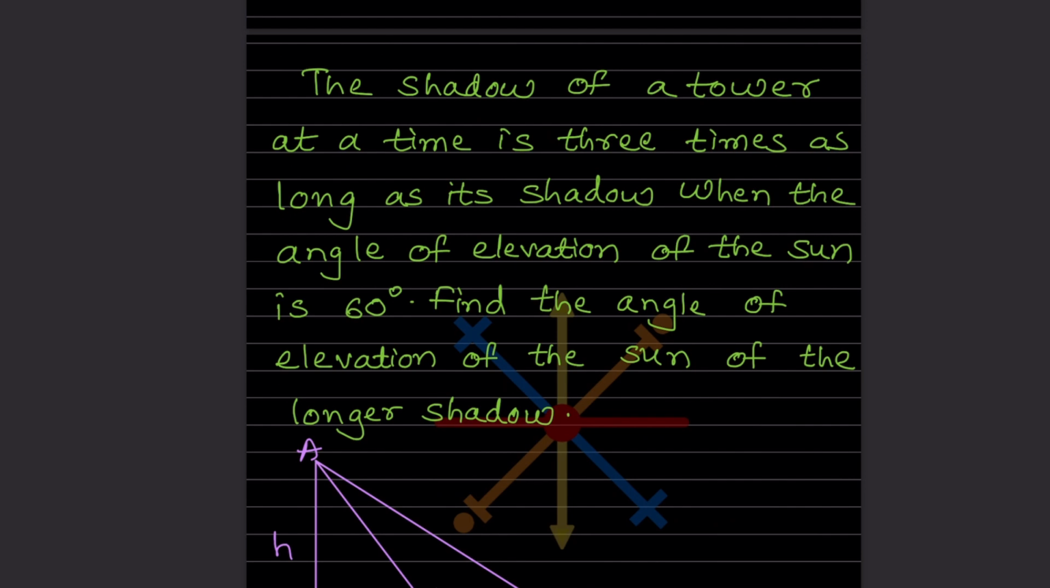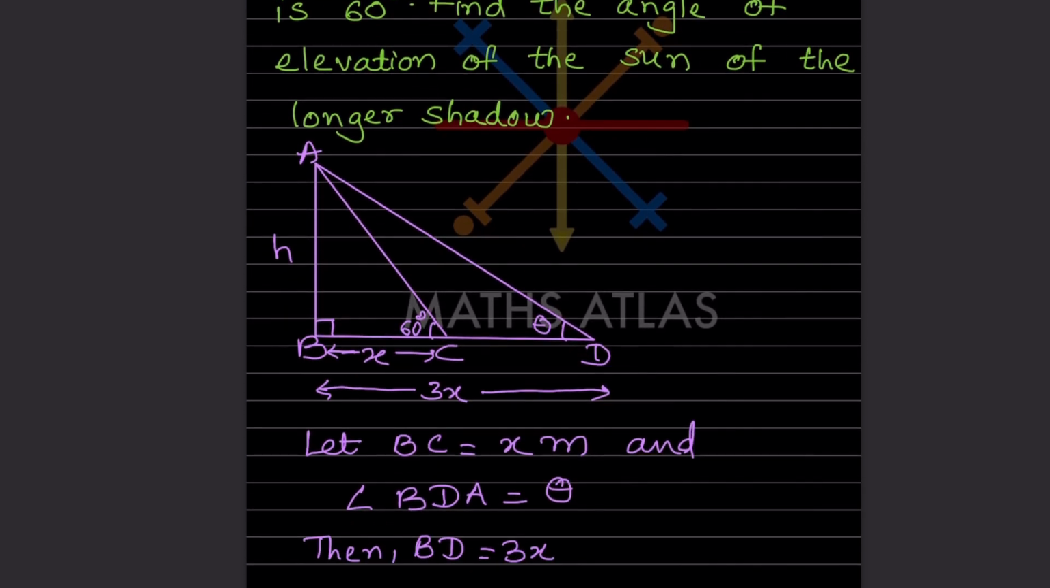The shadow of a tower at a time is 3 times as long as its shadow when the angle of elevation of the sun is 60 degrees. And then what we have to do? We have to find the angle of elevation of the sun of the longer shadow. So now see here.